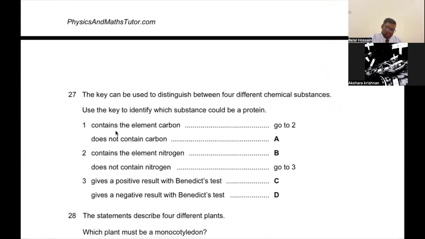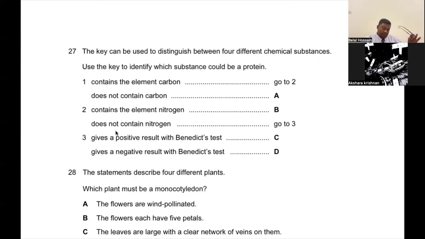Number 27. Try answering number 27. Give a reason for your answer. The key can be used to distinguish between four different chemical substances. Use the key to identify which substance would be a protein. Code 1 contains the element carbon. Code 2 does not contain it. Which substance could be a protein?